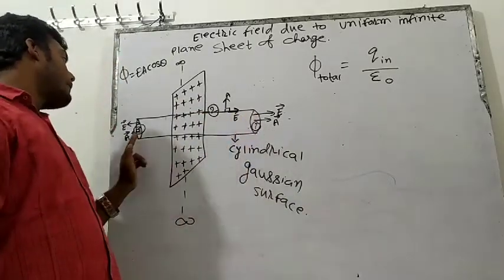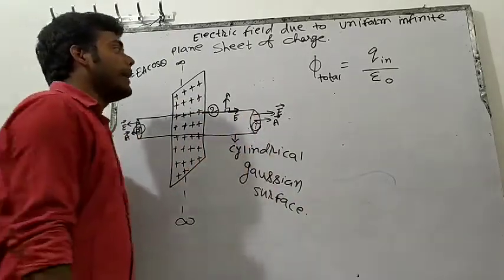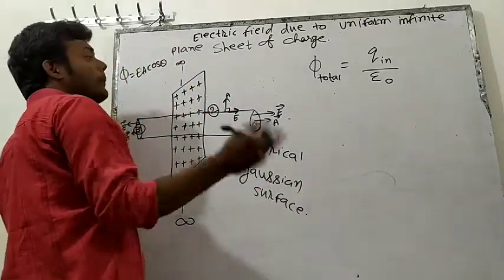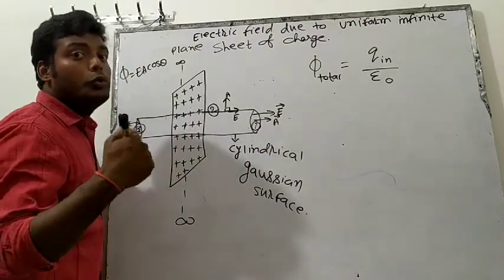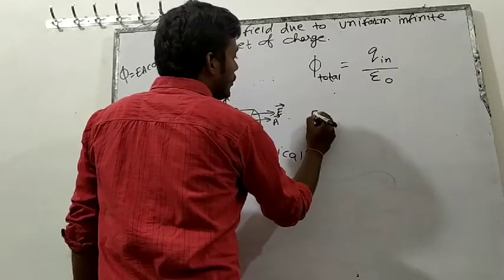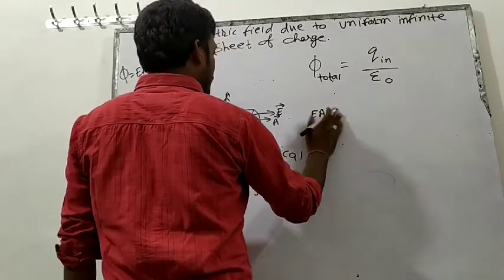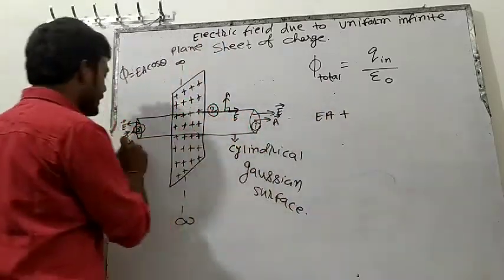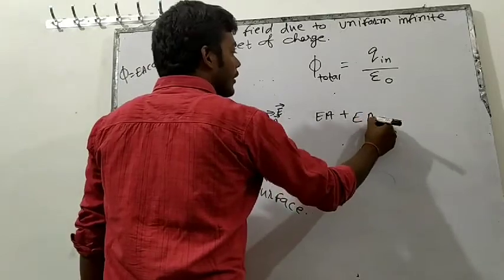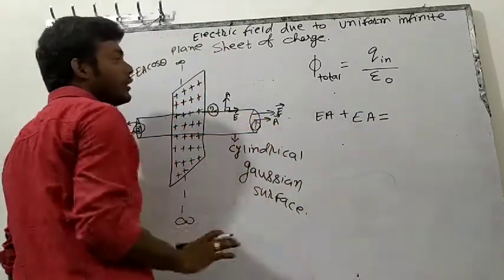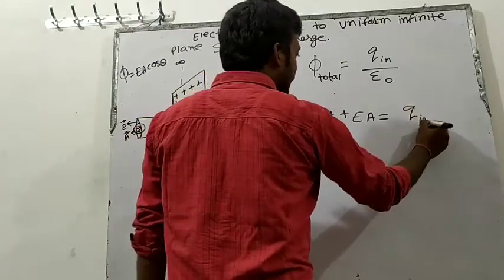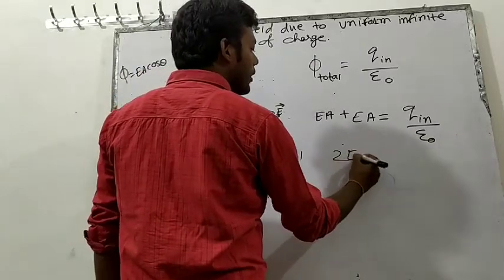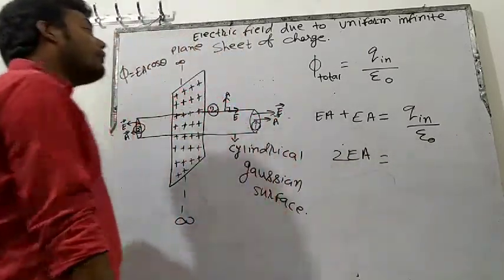Only the cross sections, first and third, will contribute in making flux. Here the flux is EA, and here also EA. So the total flux will be EA plus EA, that is 2EA. Flux is a scalar quantity. So EA due to the first surface plus EA due to the third surface, and zero flux due to the curved surface, is equal to Q inside by epsilon naught. So EA plus EA becomes 2EA.